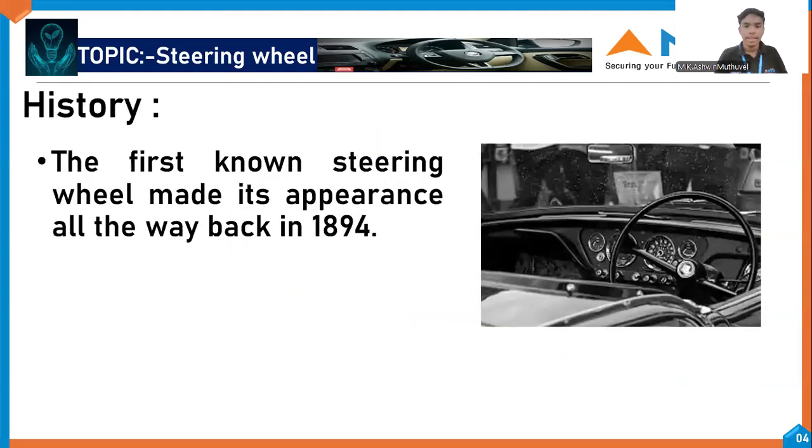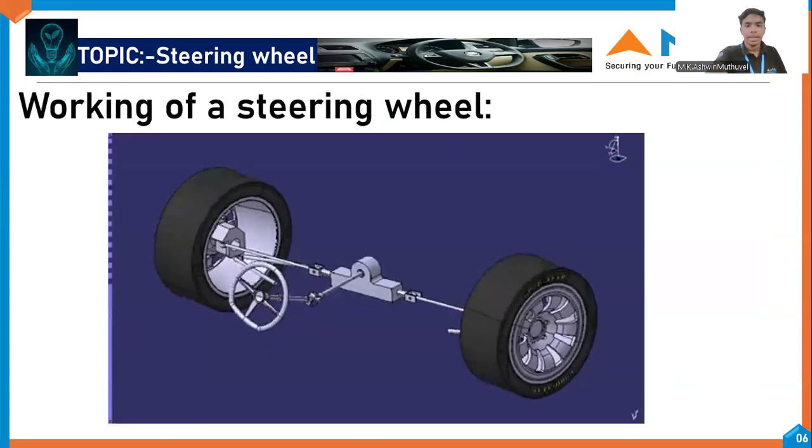History. It was invented in 1894, but the system had been used before, and the proper form was given in 1894. This is the working animation of the steering wheel. Using it like this, we are turning the wheels left and right.